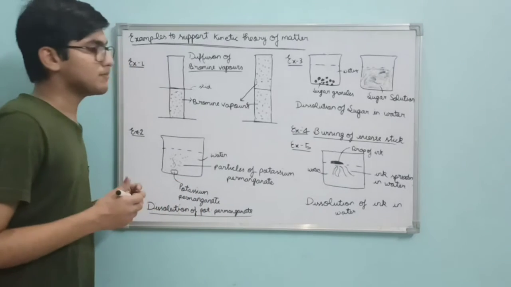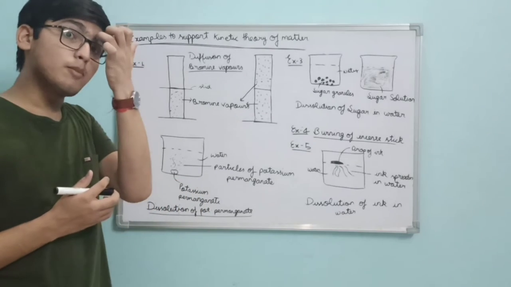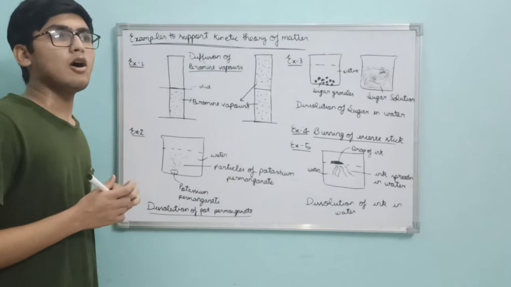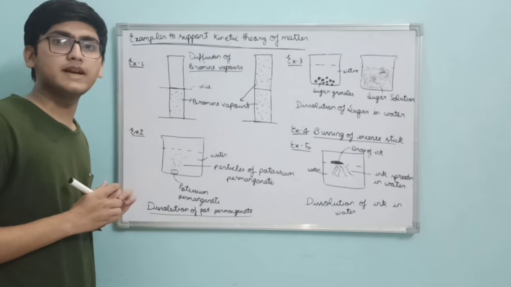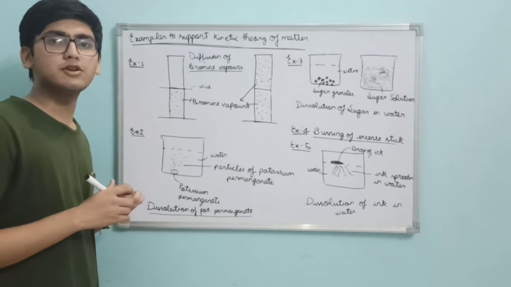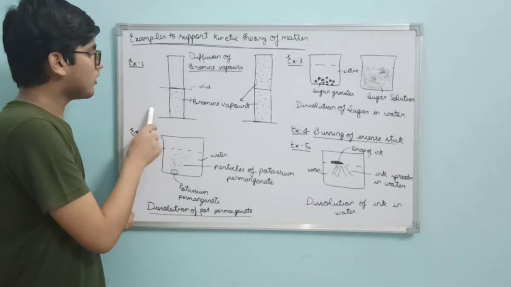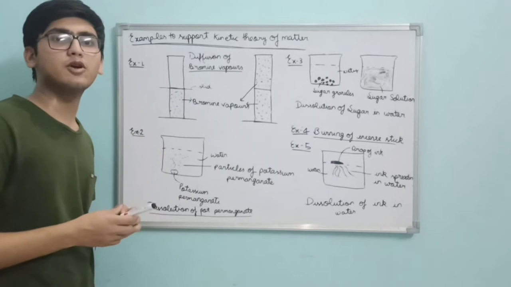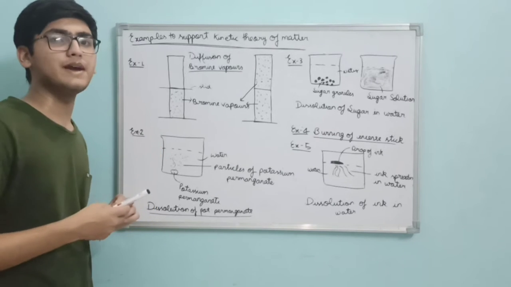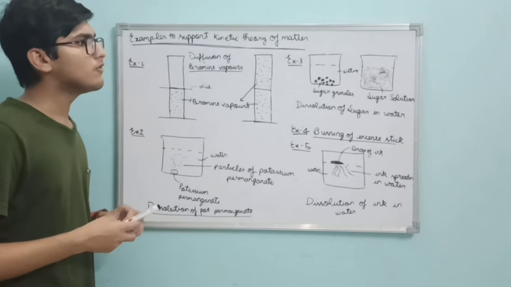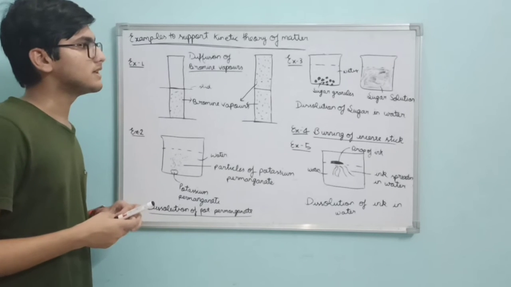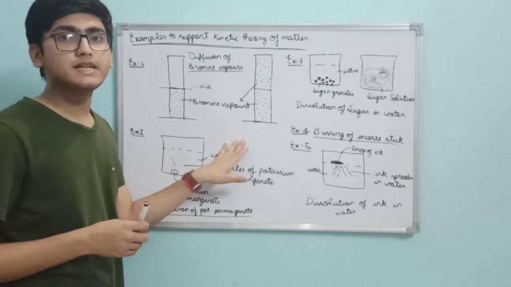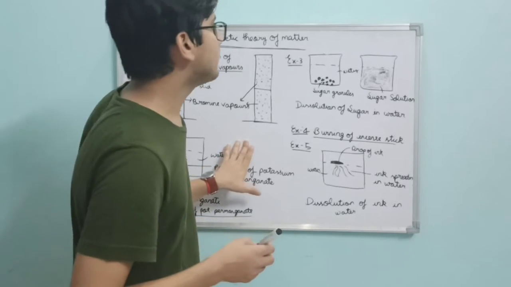From all these examples, it is clear that our property number 1, that all matter is made up of particles, a large number of tiny particles. All these examples support the very first property, that all matter is made up of tiny particles. What is our property number 2? That is, there are spaces between the particles of matter.